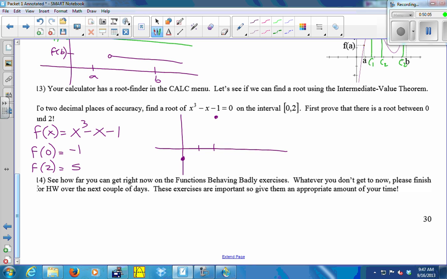And x cubed minus x minus 1, is that a continuous function? Yeah, so that means that it has to cross the x-axis somewhere. I have to be able to connect this point to this point without picking up my pencil. Then I have to go through the x-axis. So that's what the intermediate value theorem says. In this case, my k is 0. There has to be some point between 0 and 2 that when I plug it into the function, I get 0.